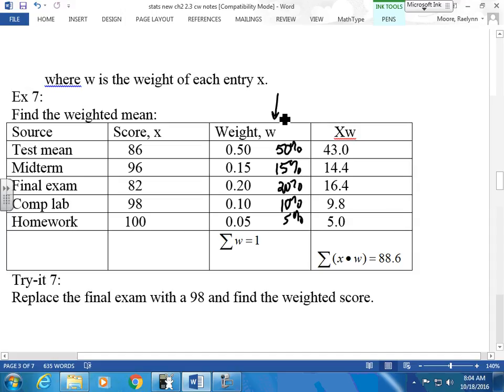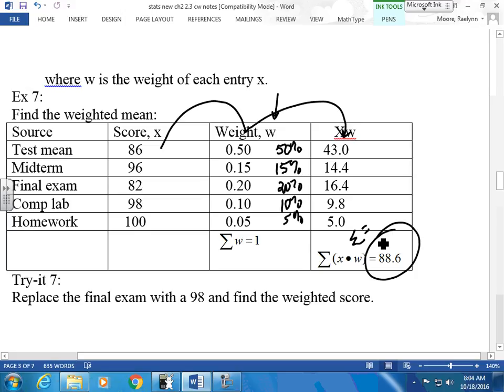Which one has the highest weight on it? Test. This is 50% of your grade. So it has to reflect 50% of the weight of that average. So what we do is we take this and we multiply this by 0.5 and we get this. We multiply 96 by 0.15, keep the decimal, we get this. 82 by 0.20, we get this. 98 by 10%, 9.8. 100 by 5%, 5. And then we take this total and we add them all up and we get your grade.